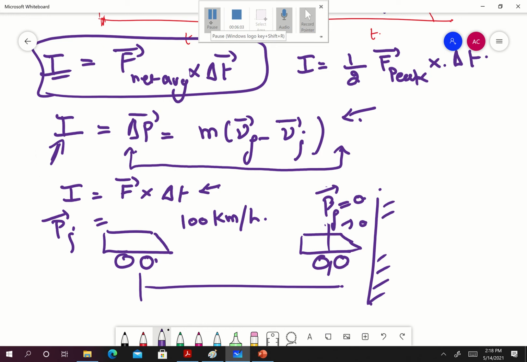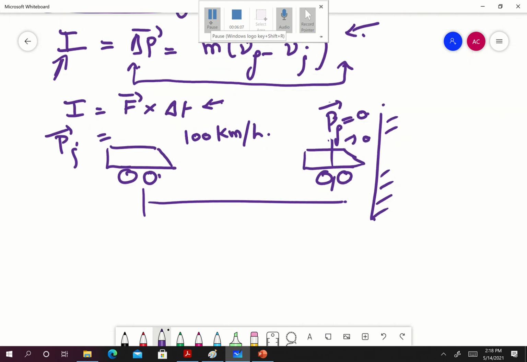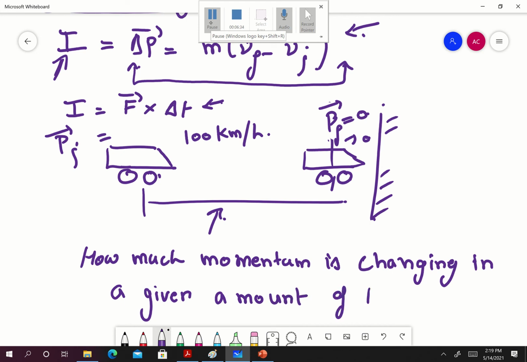So when you apply the brakes, that's a very simple condition where nothing has happened. Now, why is impulse important when we talk about car crashes? How much is the momentum changing in a given amount of time?